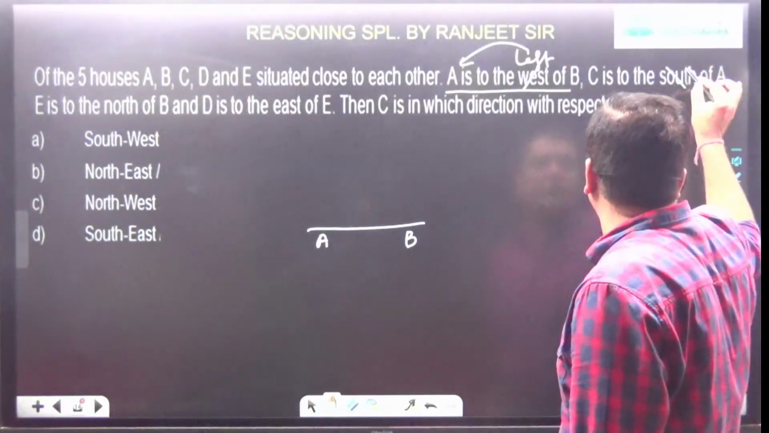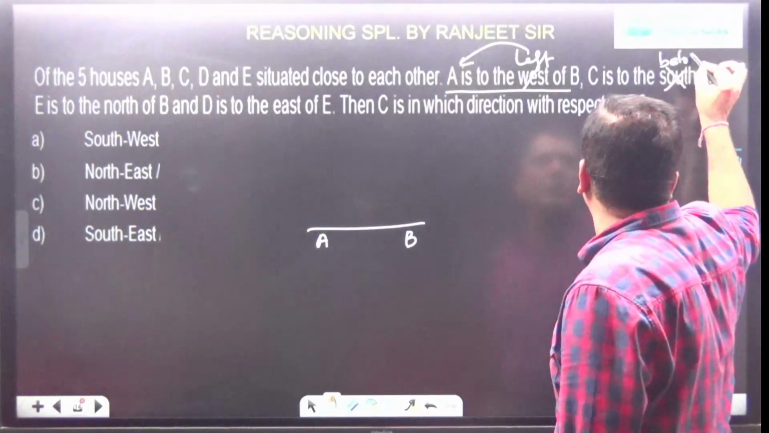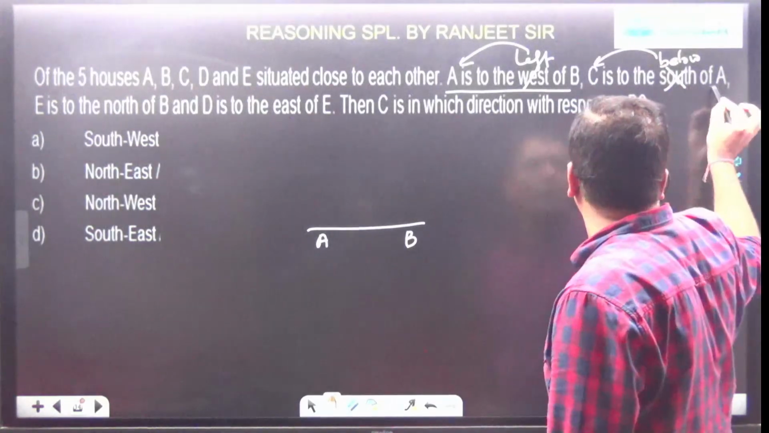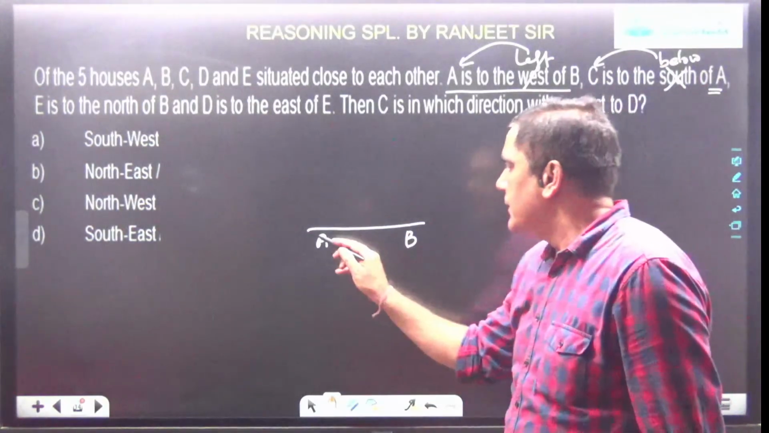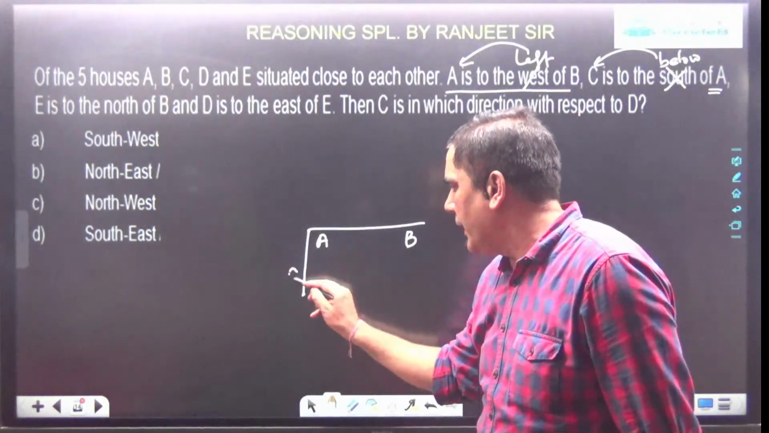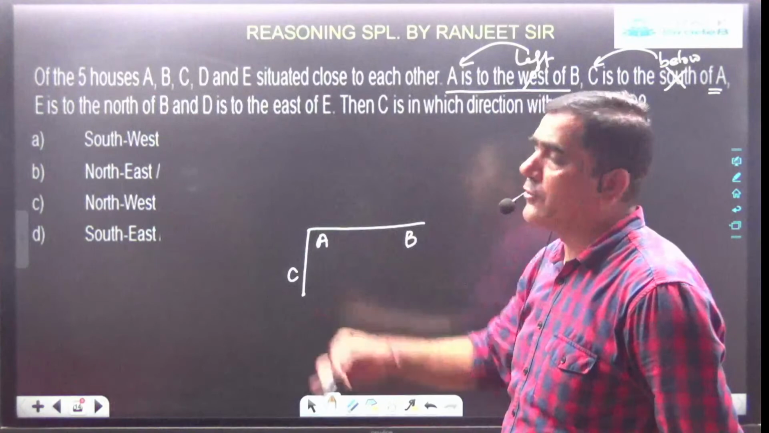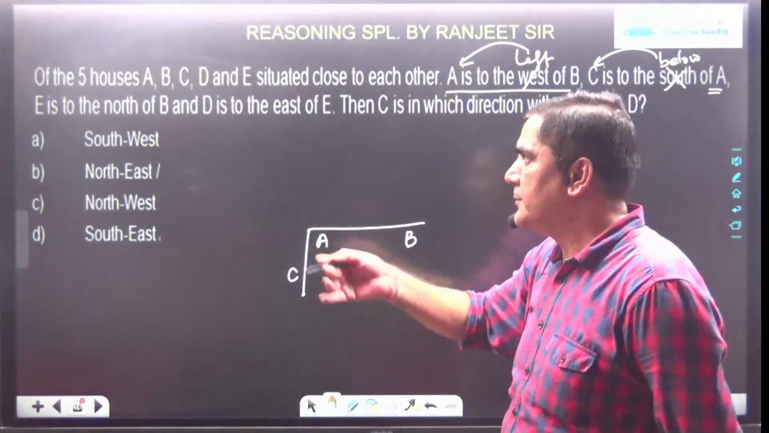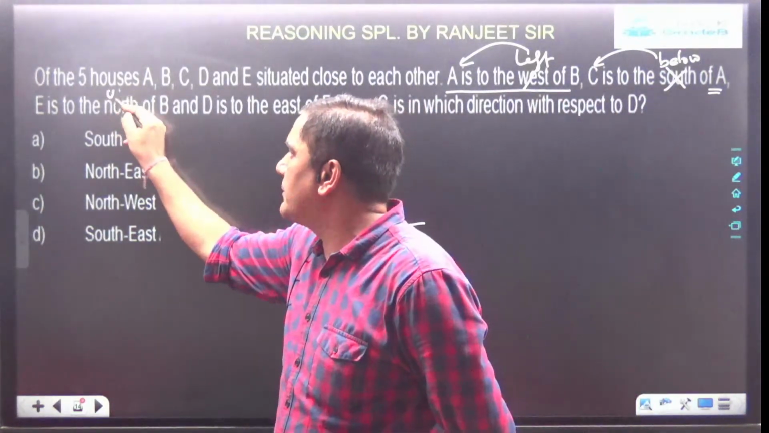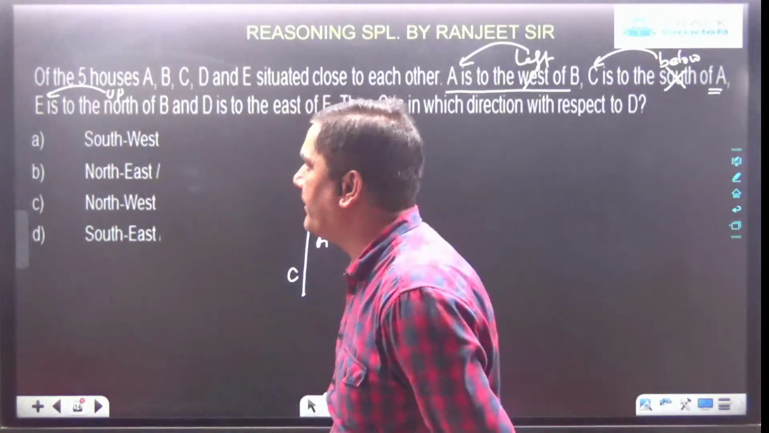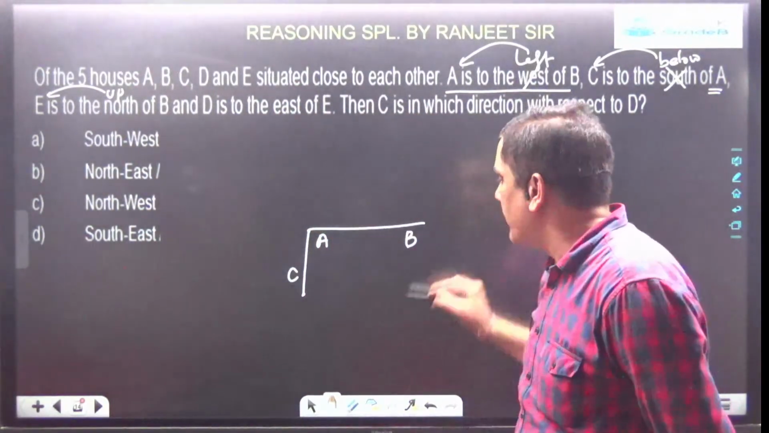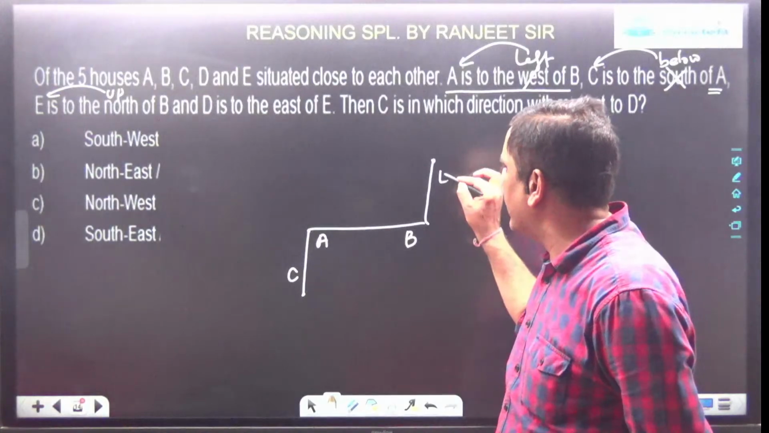C is to be south. South means below. So who will be below? C. Below whom? A. So C will be below A. Next one. E is to the north of B. North means what? Up. So who will be on the up? E will be on the up. Of what? B. So B up will be E.